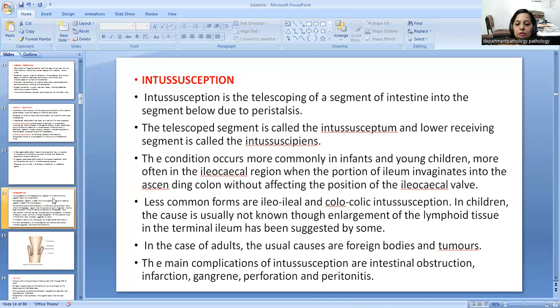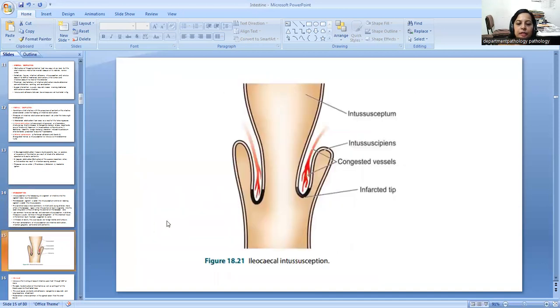In children, the cause is usually not known, though enlargement of the lymphoid tissue in the terminal ileum has been suggested by some. In the case of adults, the usual causes are foreign bodies and tumors. The main complications of intussusception are intestinal obstruction, infarction, gangrene, perforation, and peritonitis. Here we can see that this part is the intussusceptum, whereas the part receiving it is the intussuscipiens, and there are congested vessels, and this is the impacted vessel.